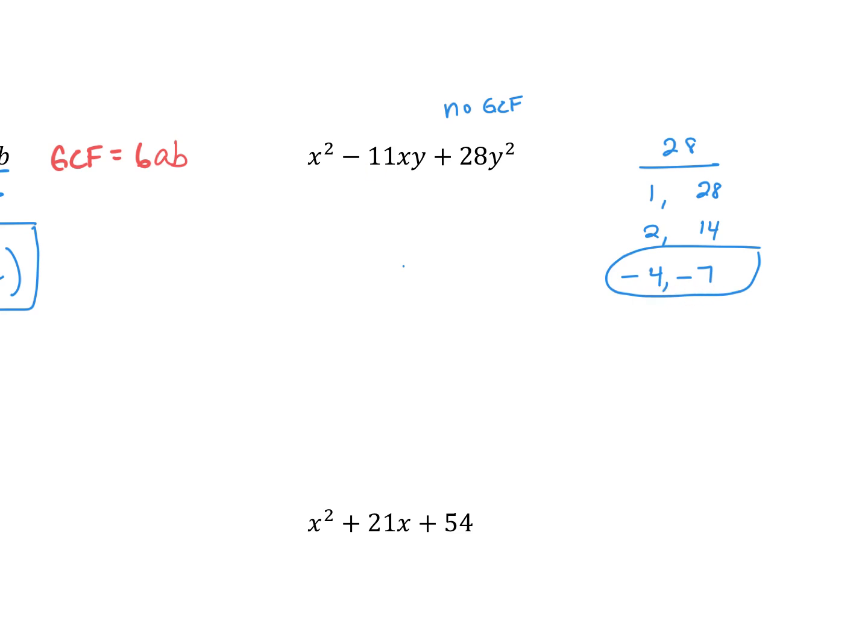All right, now you may say, Mrs. Youngberg, you have not talked about those y's yet. So do you see how that's a 28y squared? What that's going to do is this factor pair we found, we're going to put a y with each of those factors. And then factored form looks like x minus 4y times x minus 7y. These are binomial factors because they have two terms, and they are factors because this times this is equal to this.